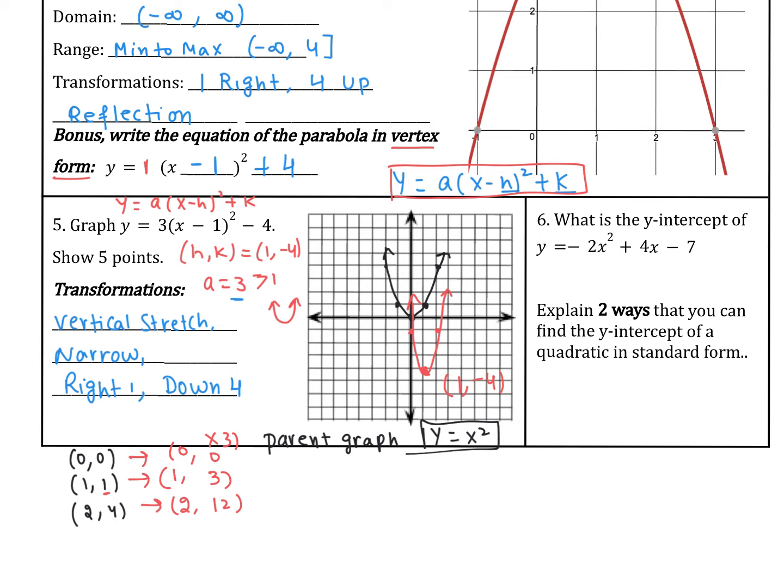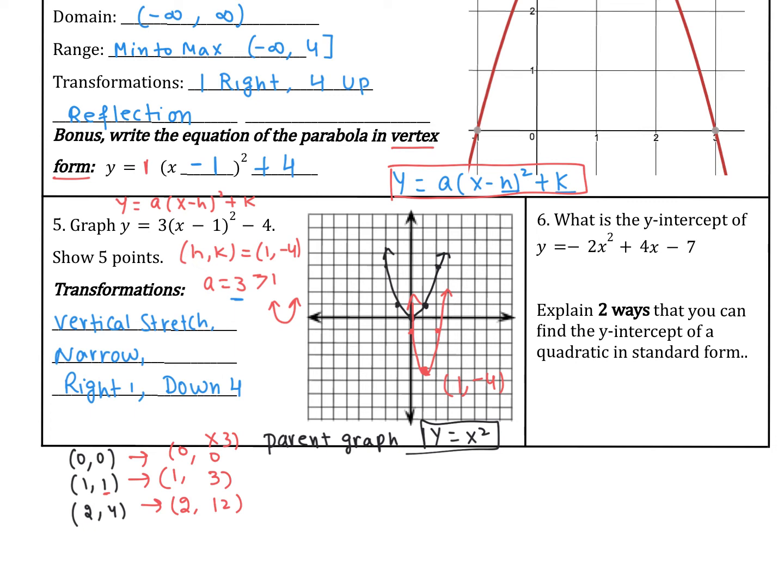It is a narrow graph because of the 3 in the front, which is called a vertical stretch. Again, the pattern is going to be 1, 1 for a regular graph, but if there is a number in the front that is a, you multiply the y coordinate by whatever a is. And after that, you're going to have a new pattern that is, instead of 1, 1, it's going to be 1, 3, and instead of 2, 4, it's going to be 2, 12.